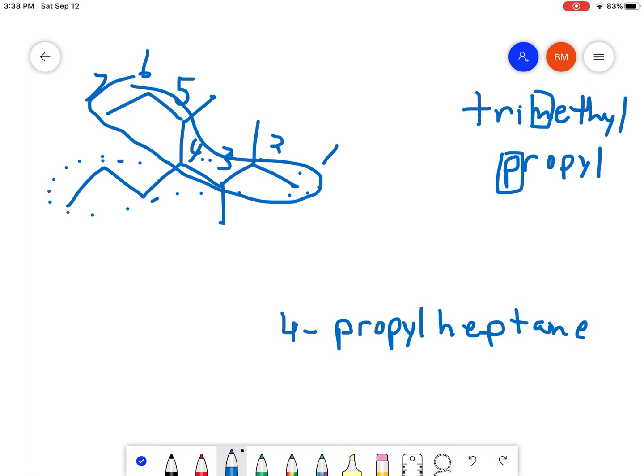All right, and then we have trimethyl, and that is going to be at carbons 2, 3, and 5. So we put those all in a series, 2, 3, 5. So 2, 3, 5, trimethyl, 4, propyl heptane. Rolls right off the tongue.